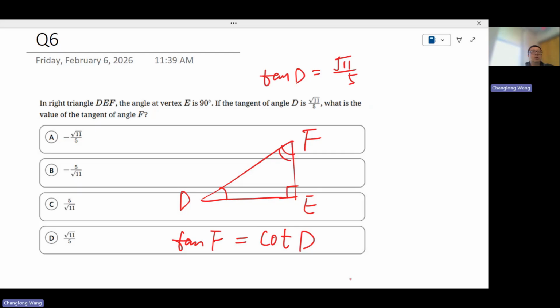Who knows how the tangent and cotangent are related to each other? They are reciprocal. Good. So that's why it's 1 over tangent D, and it's 5 over radical 11. Letter C.